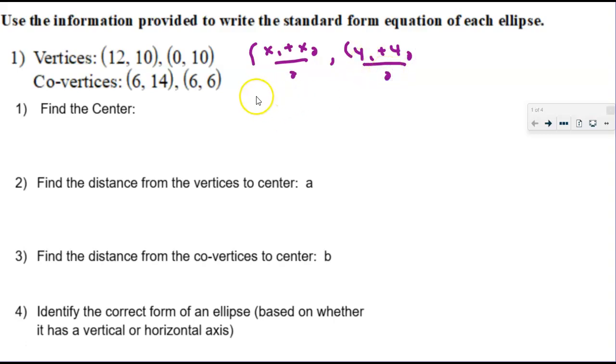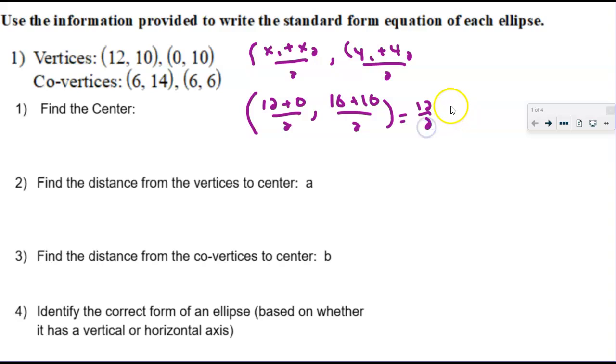So like in this case, we take the vertices. We're going to take 12 and 0, add those together, divide by 2. Then we take the tens and add those tens together. We could have also done the same thing with the co-vertices as well. So in this case, I get 12 over 2 and 20 over 2. So it looks like my center is going to be at (6, 10).